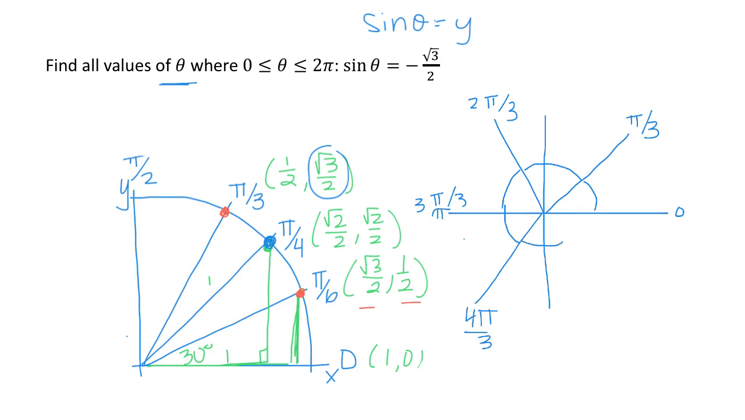If I count another third, 5 pi over 3. And then another third of a pi completes the whole circle. I get 6 pi over 3, which is just the same as 2 pi. That's all the way around the circle.